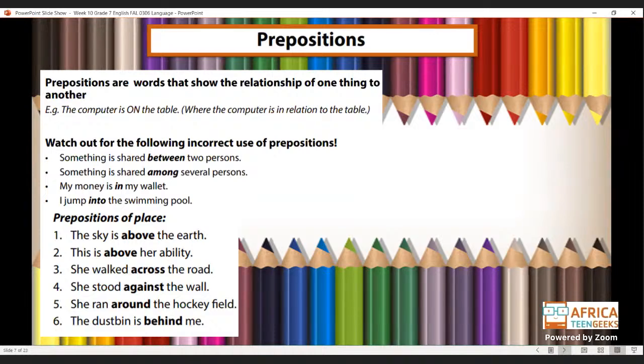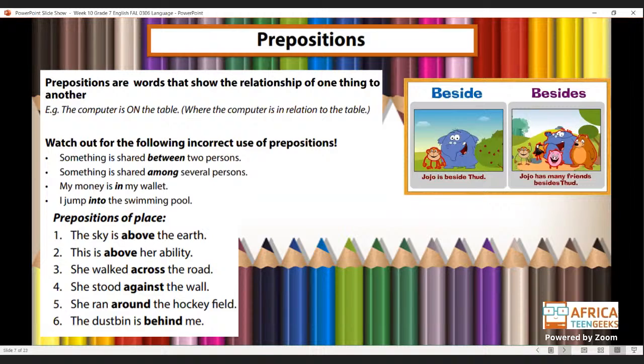You guys are awesome. Okay, for the next few that I have, number four, you would ask yourself, where did she stand? She stood against the wall. Where did she run? She ran around the hockey field. Where is the dustbin? The dustbin is behind me. So for place, you will ask where.